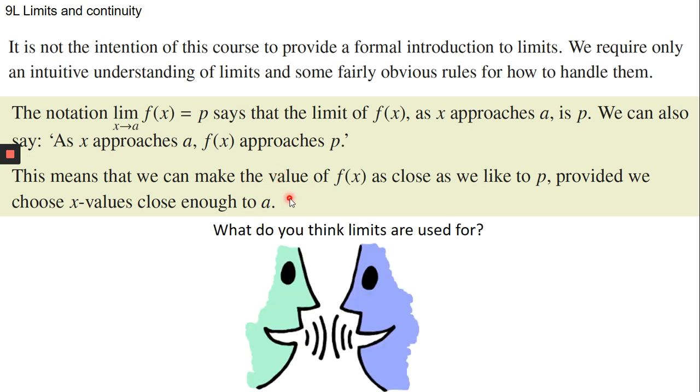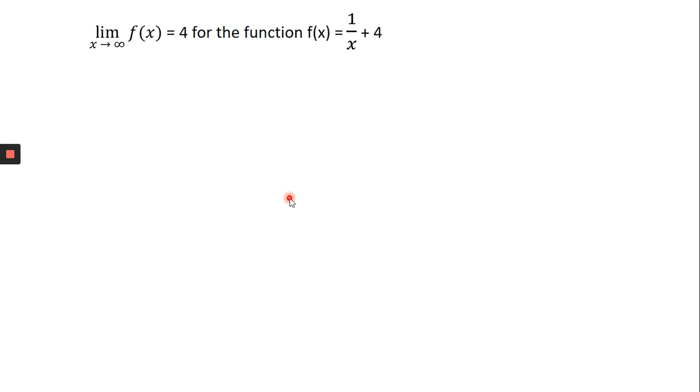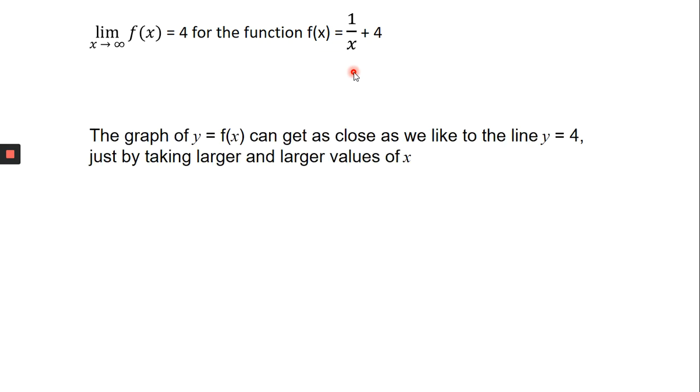What do you think limits are used for? So talk to yourself about it. So as x approaches infinity, the limit of the function is 4. And that's the function 1 over x plus 4. So if you think that x becomes infinity, 1 divided by infinity is as close to 0 as possible, isn't it?